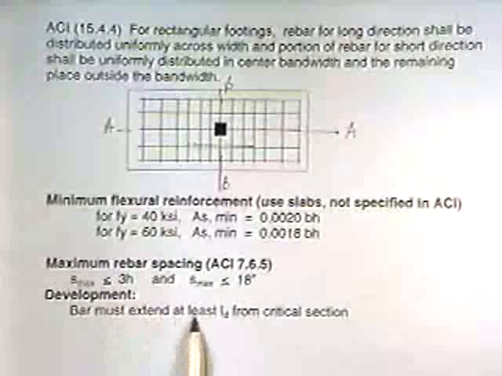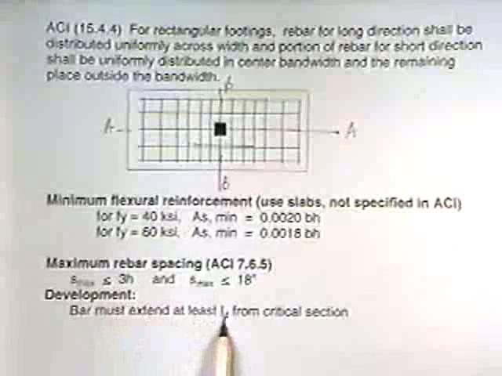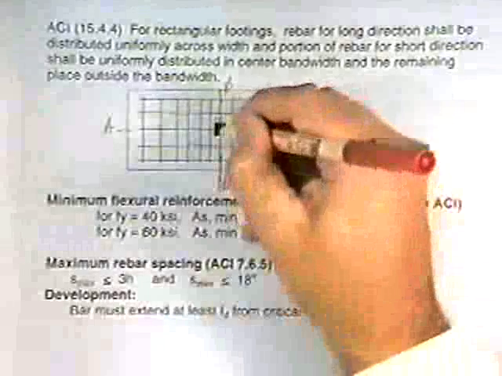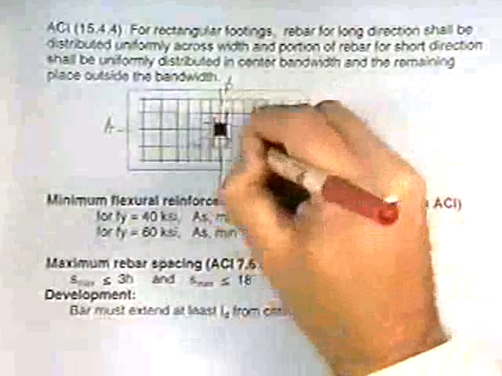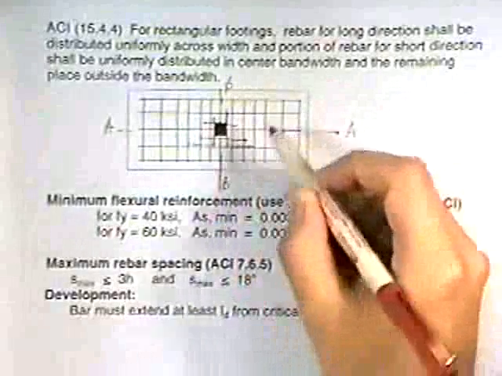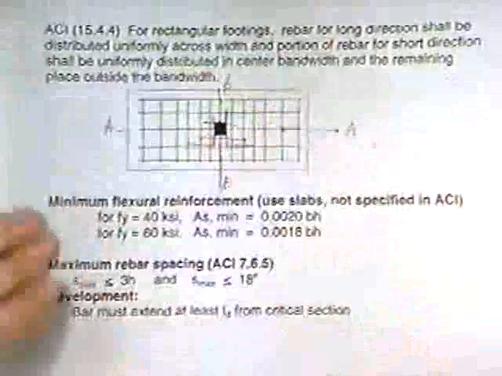As far as development length goes, again, we must develop at least one full development length, LD, from the critical section. Remember, the critical sections are along this column, so these bars must extend at least LD beyond those in all directions.